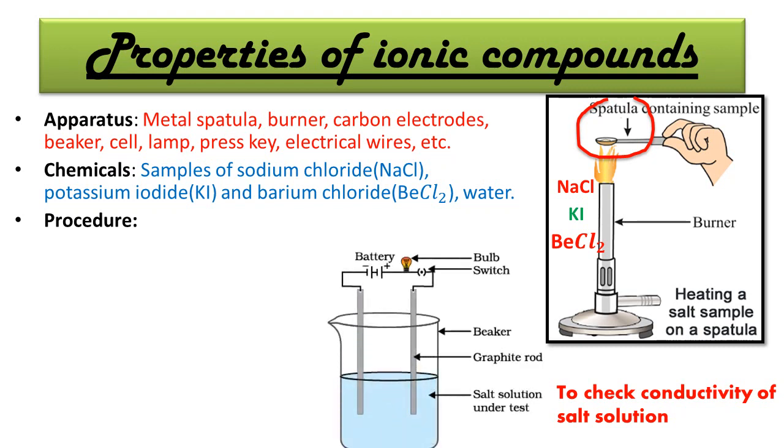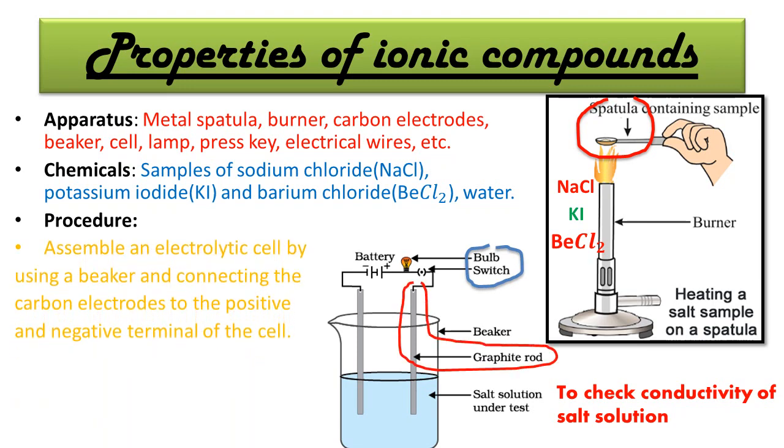For this, the setup is like this, that is two graphite rods are there. Assemble an electrolytic cell by using the beaker and connecting the carbon electrodes to the positive and negative terminals of the cell. You can observe the battery having negative and positive terminals, and a lamp just to check the conductivity of the salt solution, and a switch is there, and a beaker containing the salt solution, and the graphite rods are inserted in the salt solution.